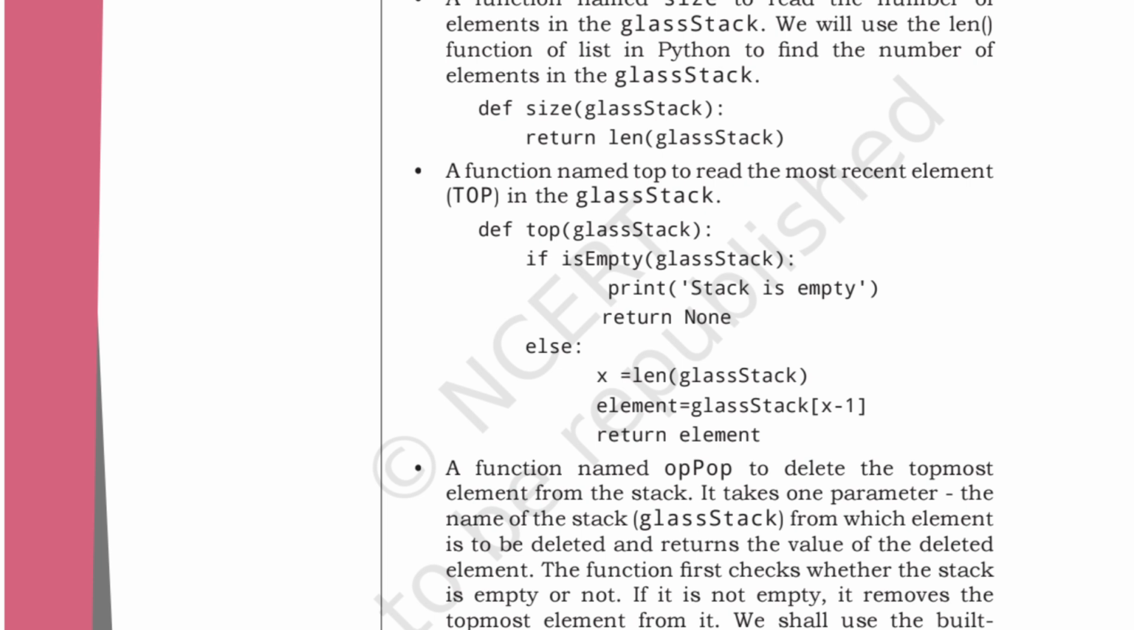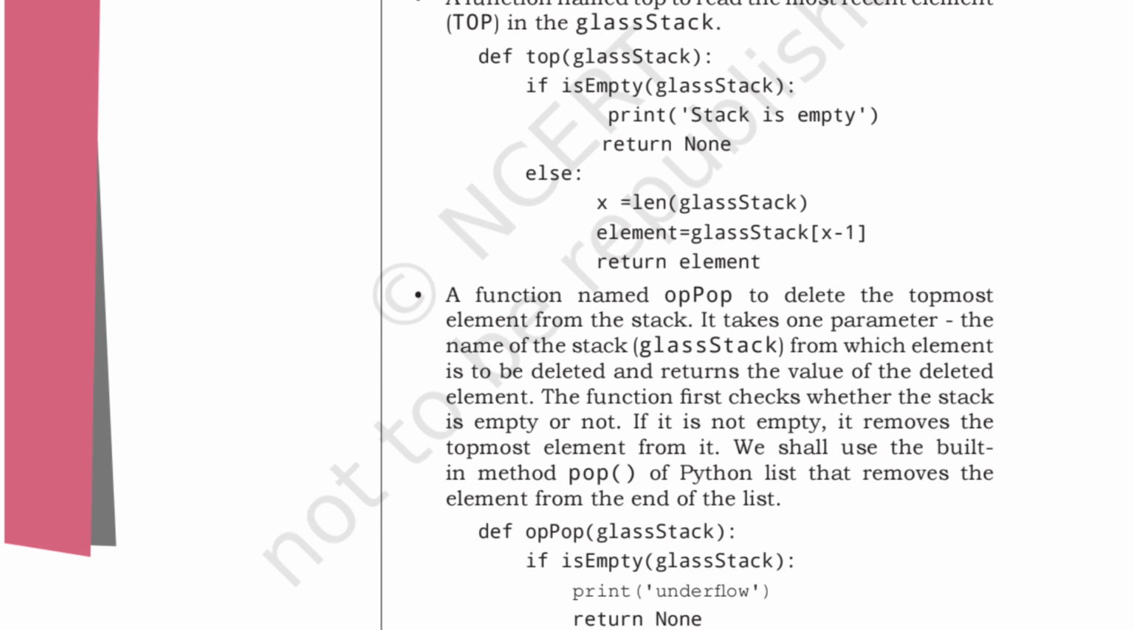We are mentioning the top of the glass stack. If it is empty, then print stack is empty, return None. Otherwise it will go to the else part. We are calculating the length, then we are removing something, and then return element.